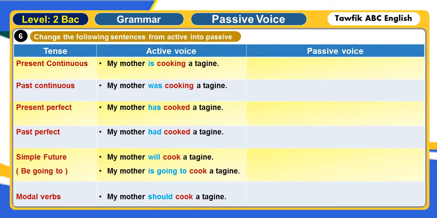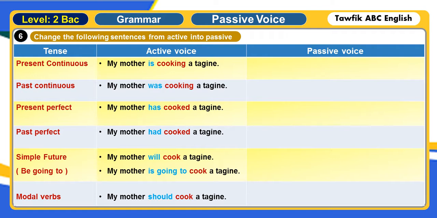Change the following sentences from active into passive. Donc عندي present continuous, my mother is cooking a tagine. Past continuous, my mother was cooking a tagine. Present perfect, my mother has cooked a tagine. Past perfect, my mother had cooked a tagine. Simple future, my mother will cook a tagine. Be going to, my mother is going to cook a tagine. Modal verbs, my mother should cook a tagine.